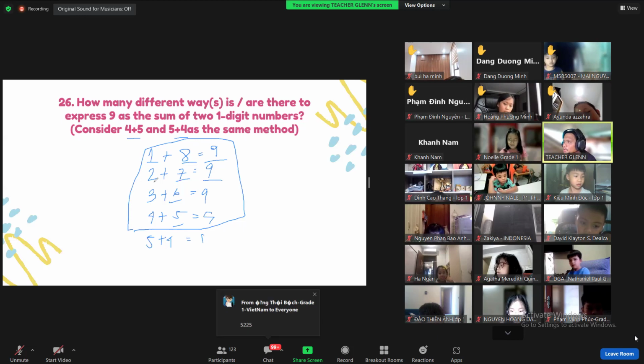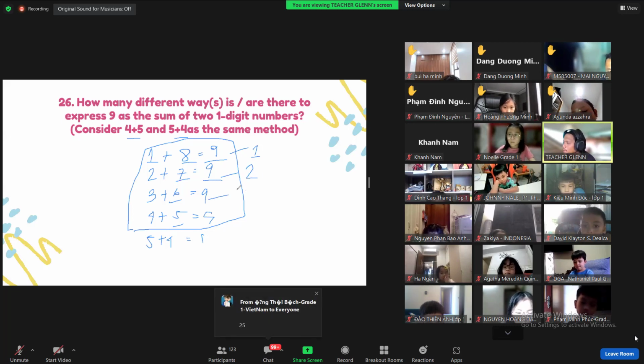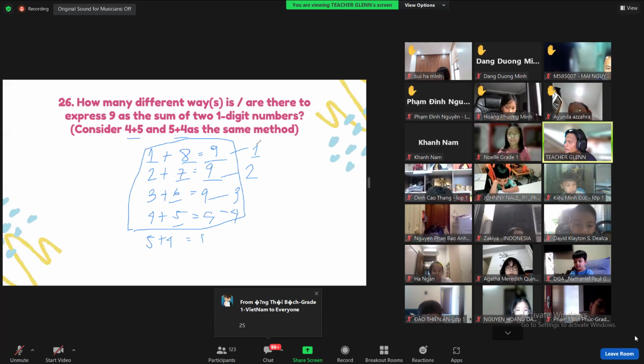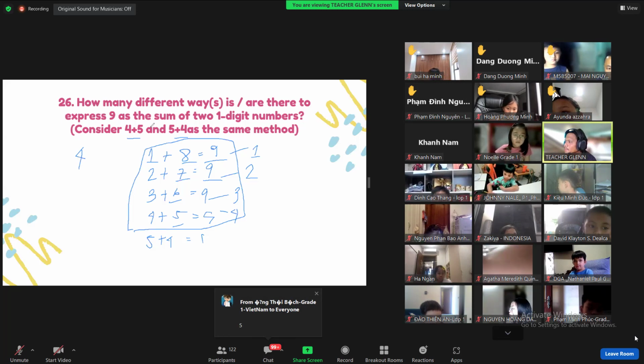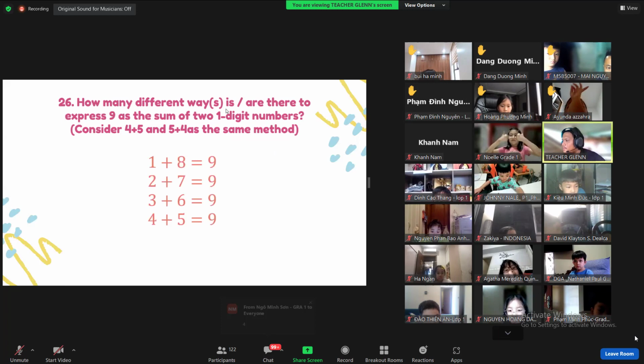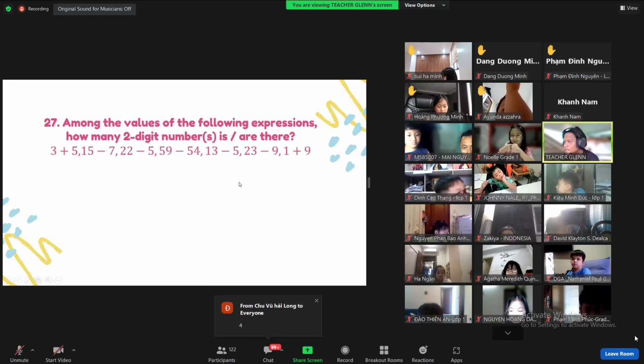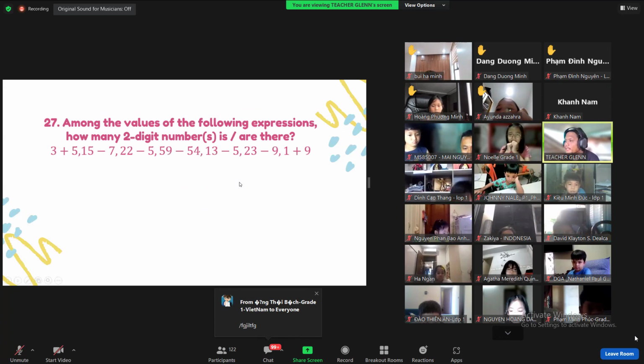So the next thing that we're going to do is count how many ways. This is one way, this is the second way, this is the third way, and the fourth way. Which means we have 4 ways. So the correct answer is 4. Did everyone get it right? Okay, very good.